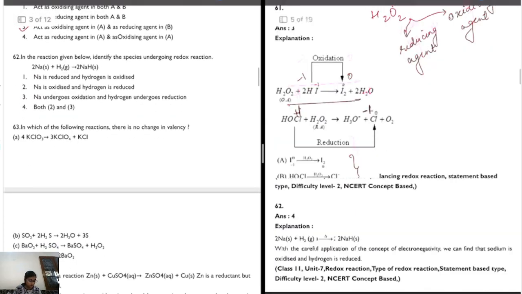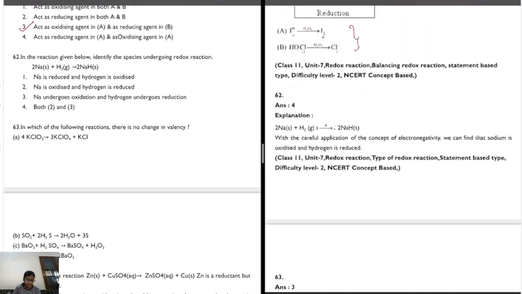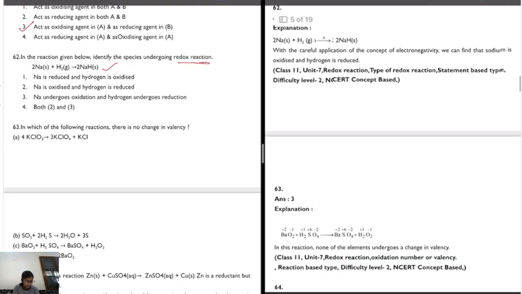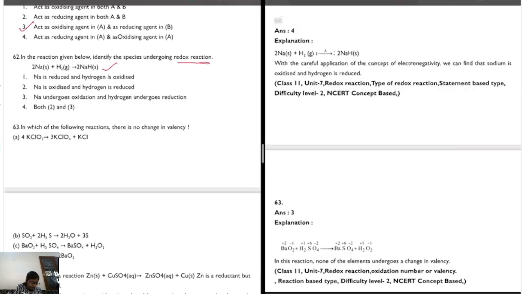In the next question, in the reaction given below, identify the species undergoing redox reaction. One should undergo oxidation and the other species should undergo reduction. Okay, so here this reaction is given: 2Na plus H2 to give 2NaH. Alright, so we can find here that it is 0 and here it is +1.